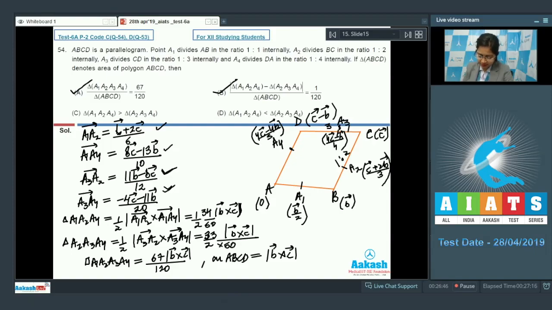Now we have to check which one is larger. A1A2A4 is greater than A2A3A4. So option C is also correct. So the correct answer of this question will be options A, B and C.